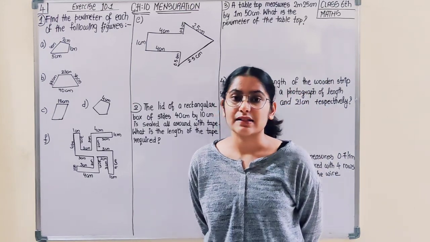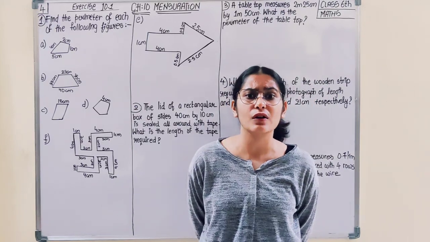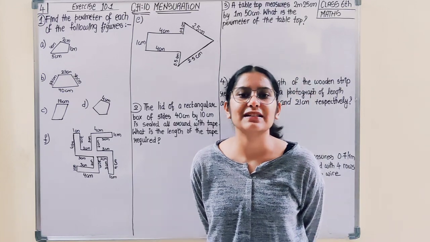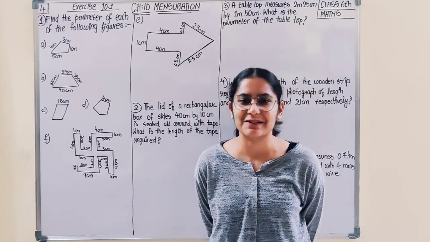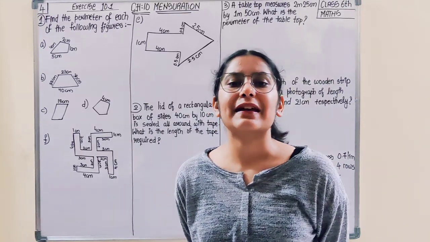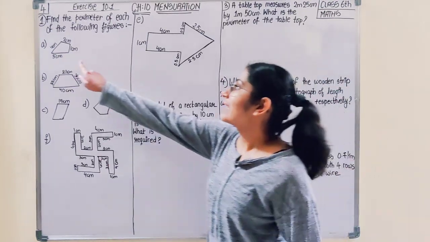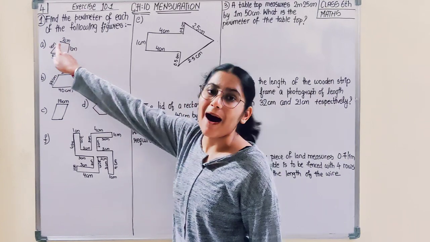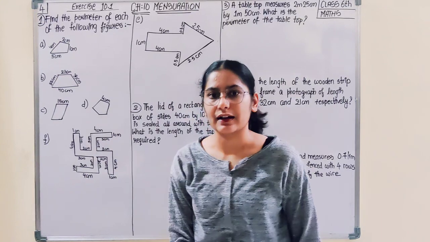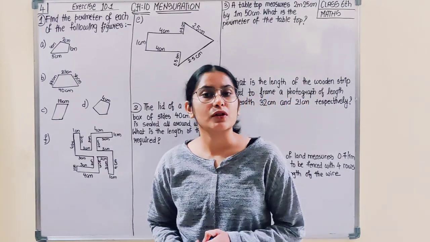As I said, if your concept is clear, you must be aware of what perimeter is. Ma'am, what are you talking about? We have now reached part 4, so how could there be a misconception that we won't know the perimeter? Absolutely, you know perimeter. Let us recall a little. What is perimeter? Perimeter is the total area along the boundary of that closed figure. Am I correct?